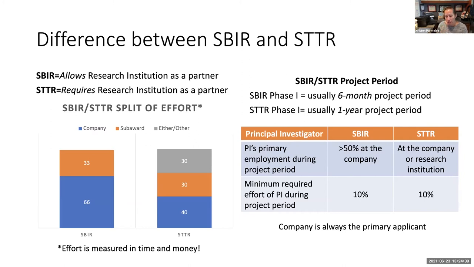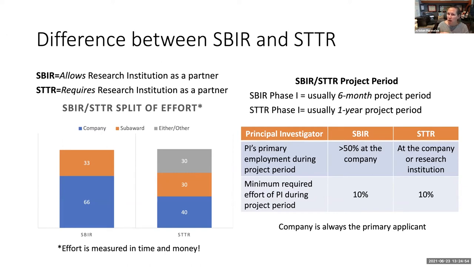Now, a major difference between SBIR and STTR is that in SBIR, the principal investigator, or the lead on the project, must be more than 50% employed by the company at time of award. They only have to spend 10% of their time on the project, but they have to be employed by the company more than 50% at time of award.